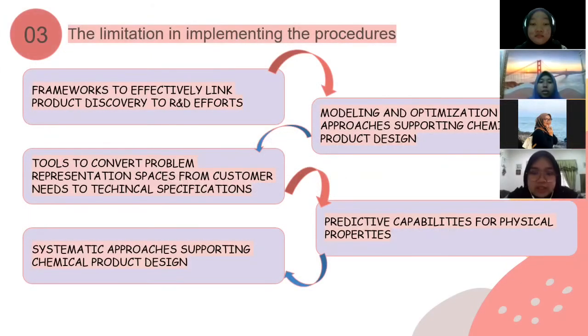Last is systematic approaches supporting chemical product design. The chemical process has traditionally been developed by costly and time-consuming trial and error design. Systematic and integrated framework based on identified tools, methodologies, workflows, and data streams for interrelated activities involved in a new product design.